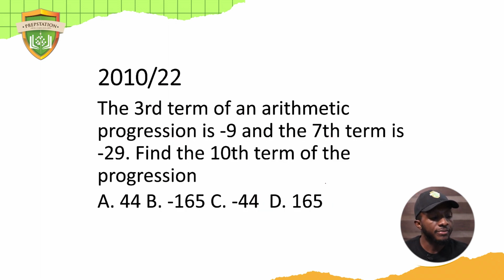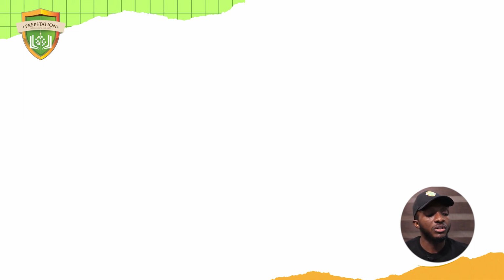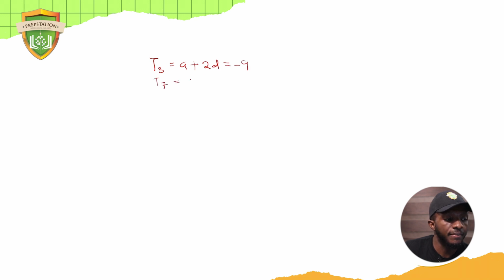It says the third term of an arithmetic progression, that's your AP, is -9 and the seventh term is -29. Find the 10th term of the progression. So let's quickly solve that. Third term is T3, A plus 2D, and they said the result is -9. Seventh term, A plus 6D, the result is -29.